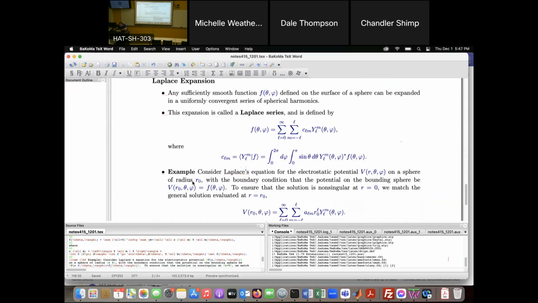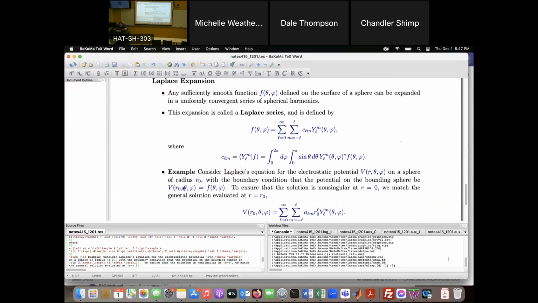The boundary condition is that on the boundary of the sphere, so when r is equal to r naught, your solution must be equal to this function f. The Laplace equation is used to solve for electrostatic potential, so the electrostatic potential on the boundary of the sphere is given by this function f. Now we're solving for the interior of the sphere, so you have to make sure that at the center, at r equals 0, the solution is non-singular.